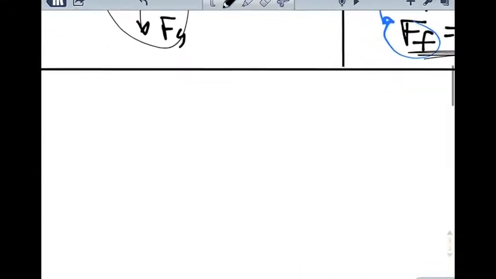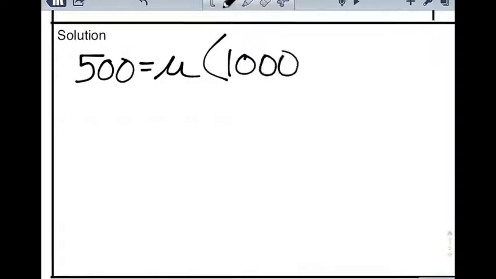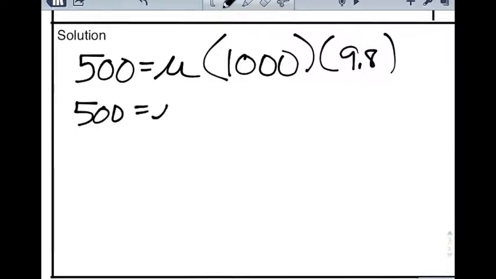So now we can plug in our numbers. I have a force of friction of 500. That's equal to the coefficient of friction, which is what we're trying to solve for, times the mass times the gravity, and we can solve. We would say 500 equals the coefficient of friction times 9,800.